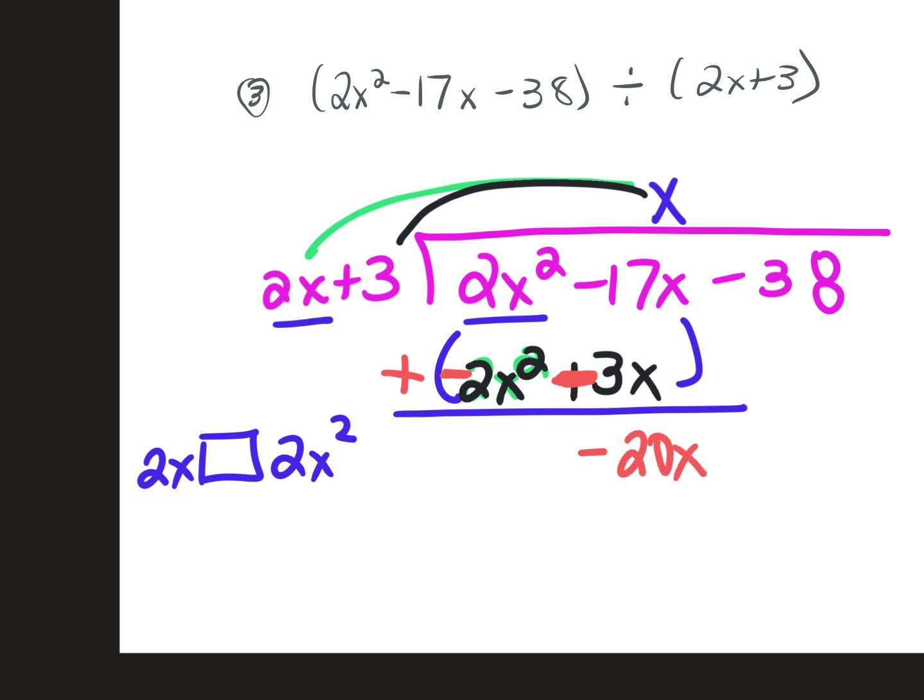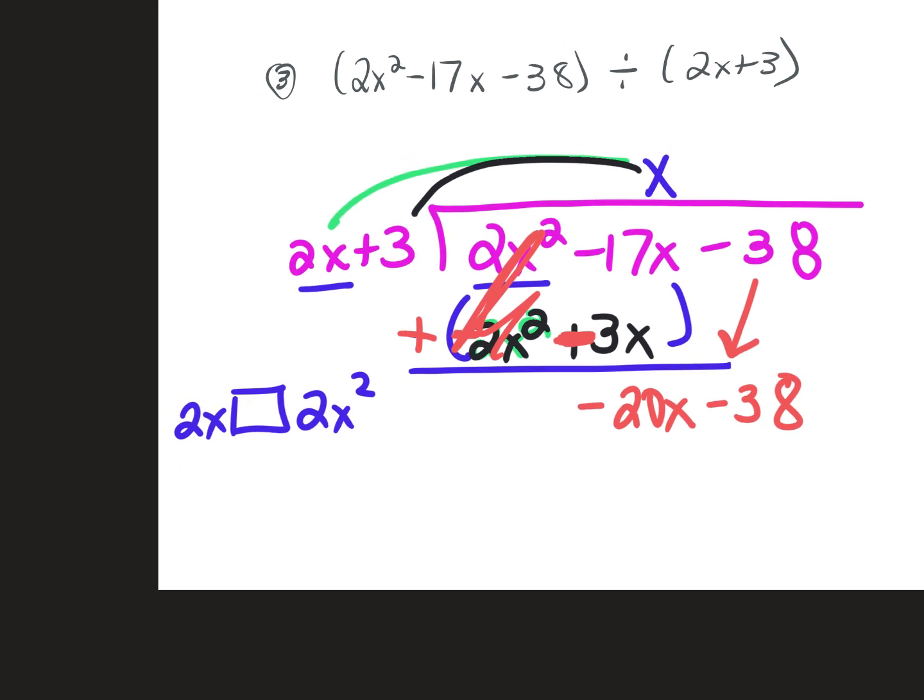Perfect, negative 20x. What happens to my 2x squareds? They cancel. And then what happens with minus 38? We bring it down. Perfect. And we're going to do the same thing. First term into first term.